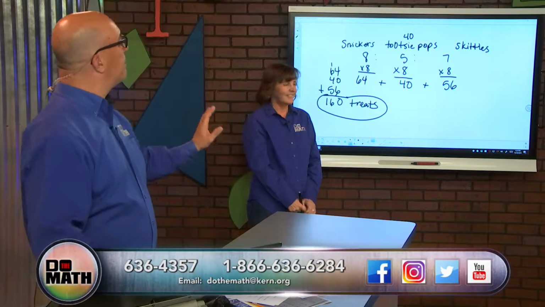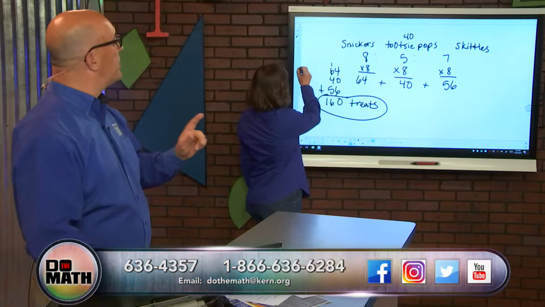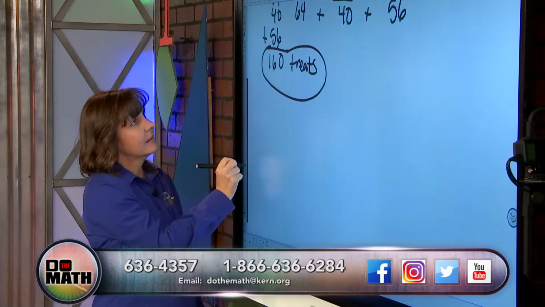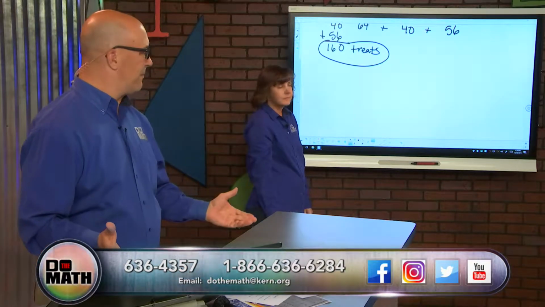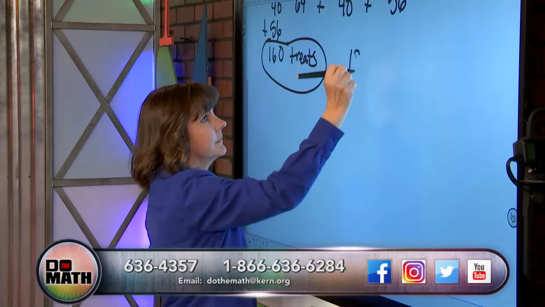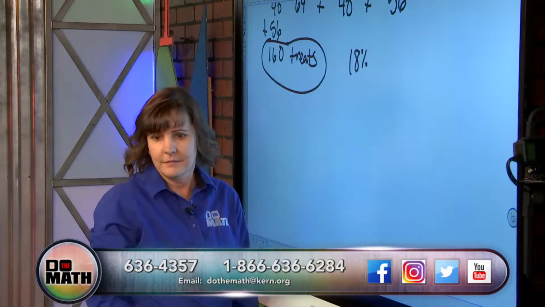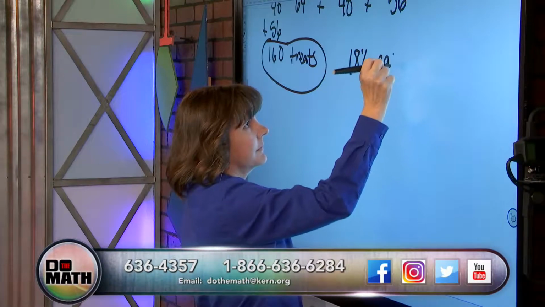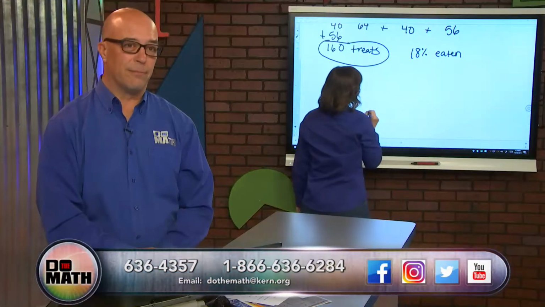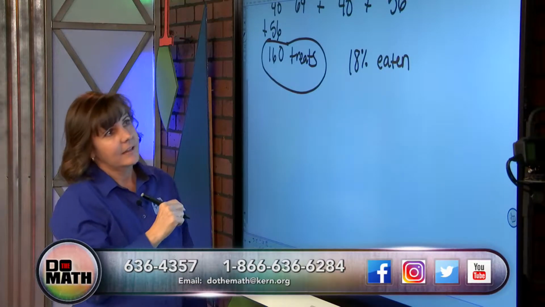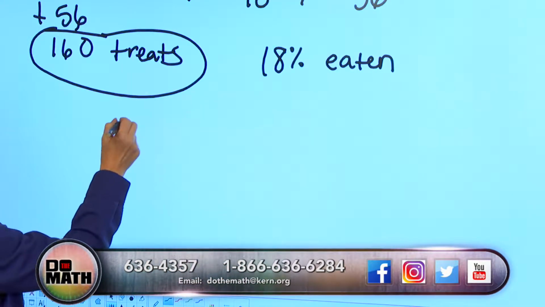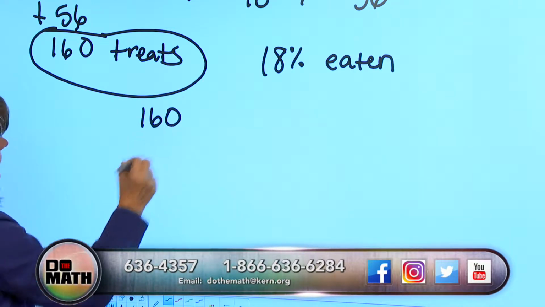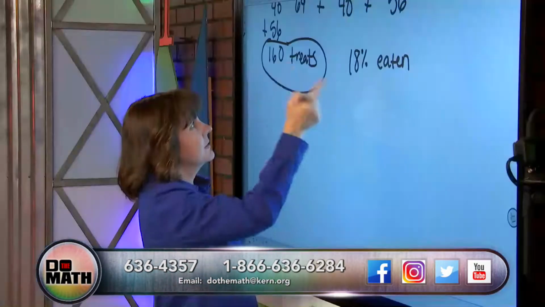All right, so let's do another problem based on that number now. You have 160 treats. Let's say out of the 160 treats, 18% of those treats are going to be eaten that night. So how many treats will be eaten that night? If we have 160 treats and we're going to eat 18% of them, there's different ways you can do it. Just straightforward math-wise, we want to know what 18% of 160 is.